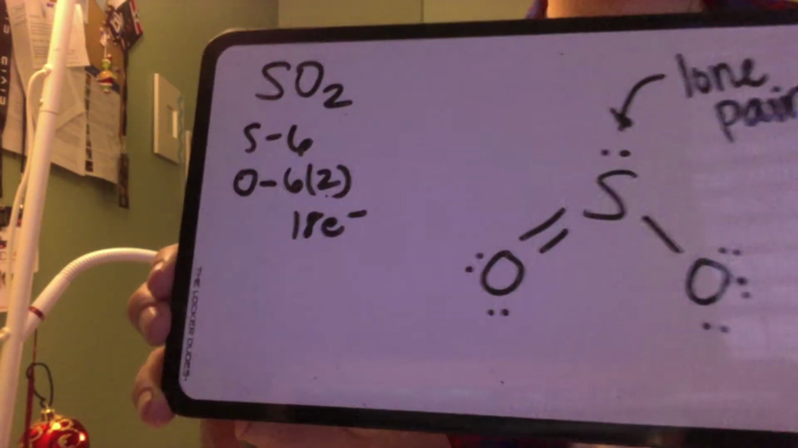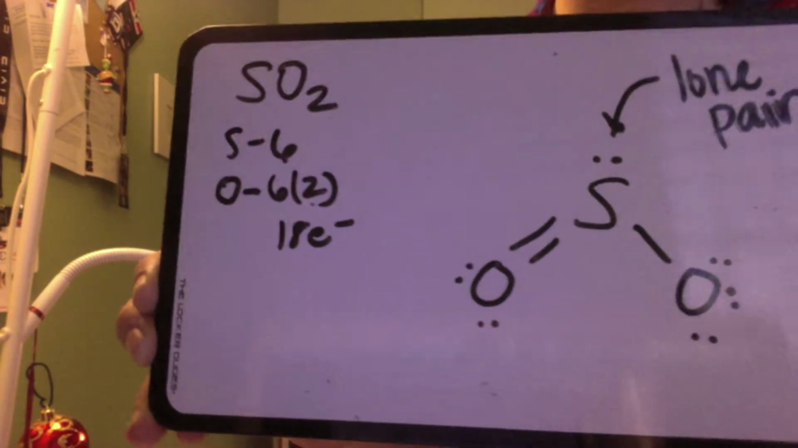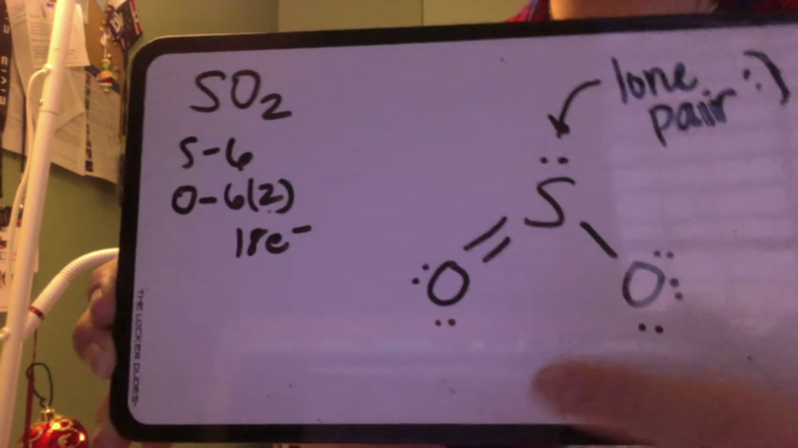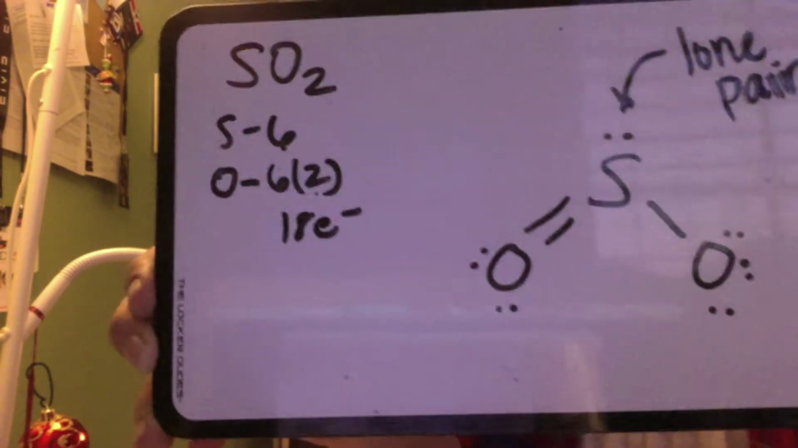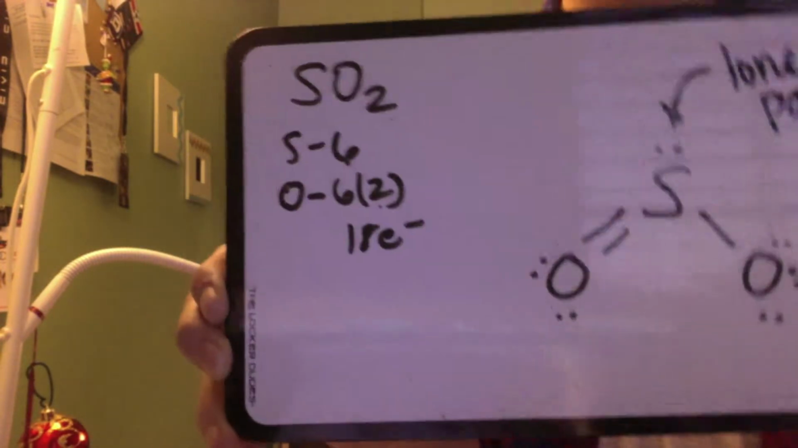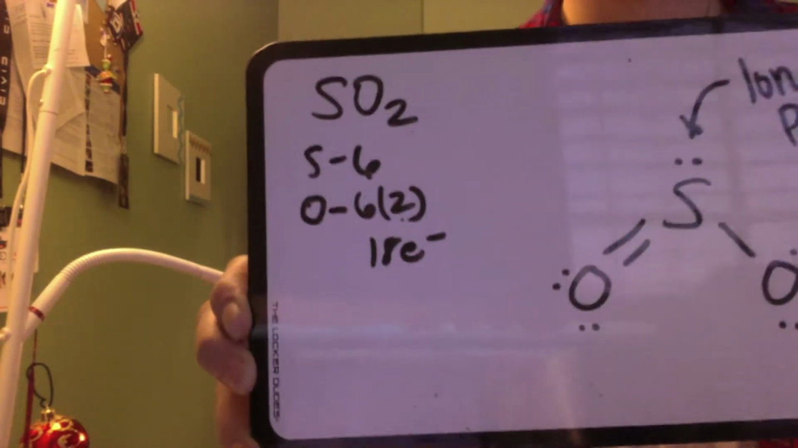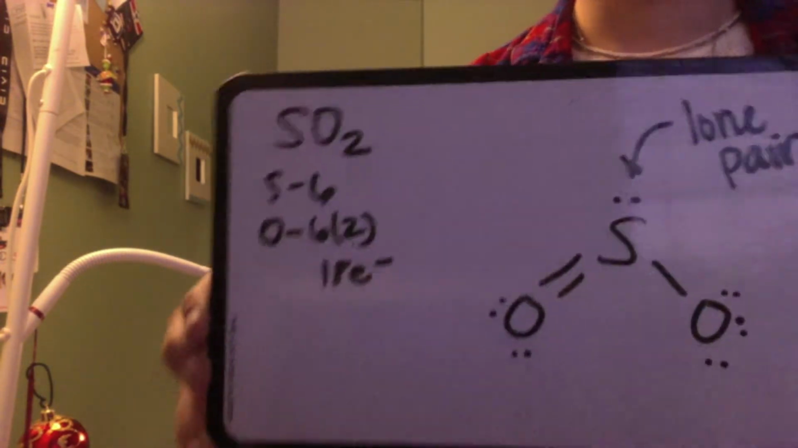So what you start off doing is you do S, and then you make the little lines, your bonds, and then you put 2 O's, and then you fill the O's up with 8 electrons. And each bond represents 2 electrons.